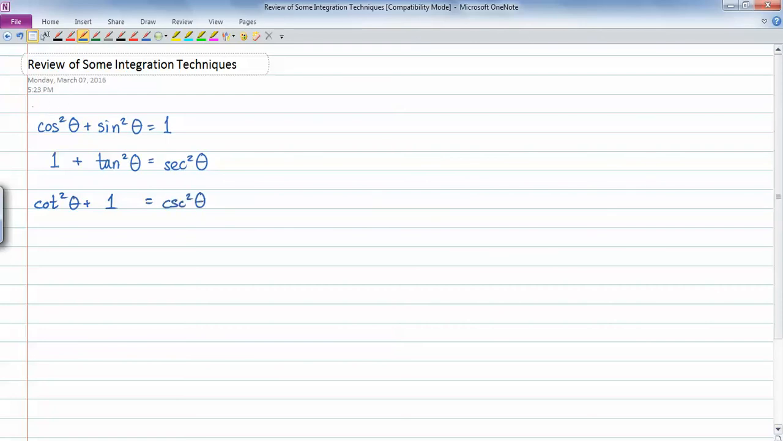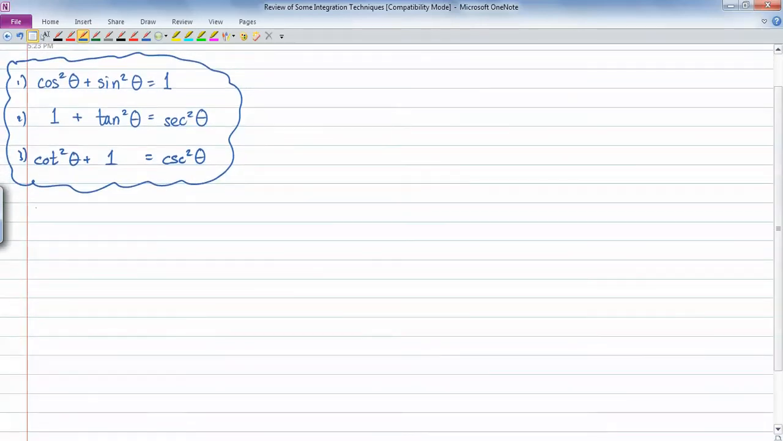So these three things right here, 1, 2, 3, these are three major trig identities that come in quite handy, especially for integration. And so here, we'll do two examples directly related to some homework problems. So example 1, we'll find the integral from 0 to 1 of 1 over 2x squared plus 2 dx.